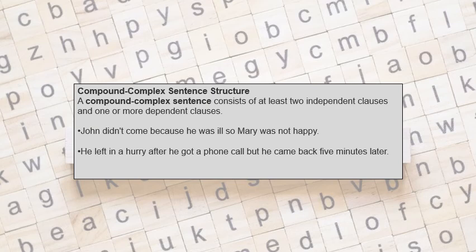See the example, John didn't come home. That is an independent clause. Because he was ill is a dependent clause. And so Mary was not happy. So Mary was not happy is another independent clause. So John didn't come is an independent clause. Because he was ill is a dependent clause, and Mary was not happy is again an independent clause. So 2 independent clauses and 1 dependent clause are there in that sentence. That is why it is called a compound complex sentence.